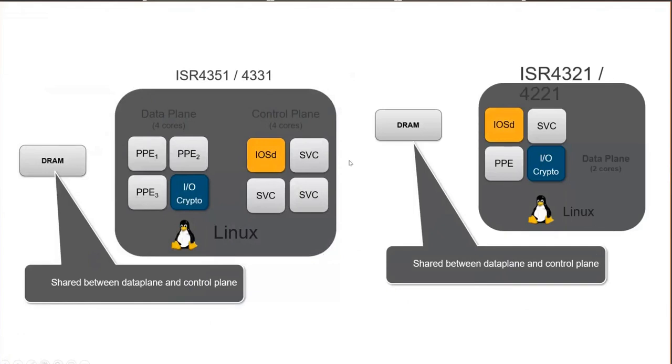The difference here is the number of cores in data plane and control plane. On these devices, 4 data plane cores and 4 control plane cores. Here it is 2 cores in data plane and 2 cores in control plane.